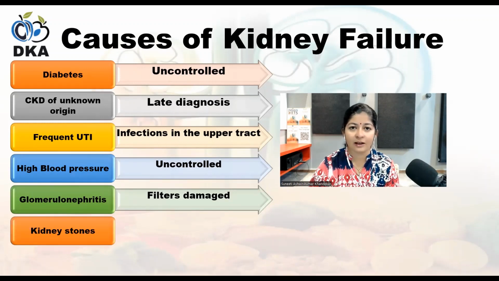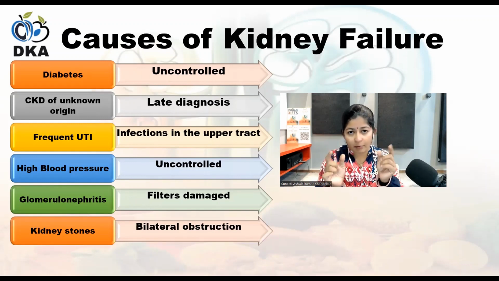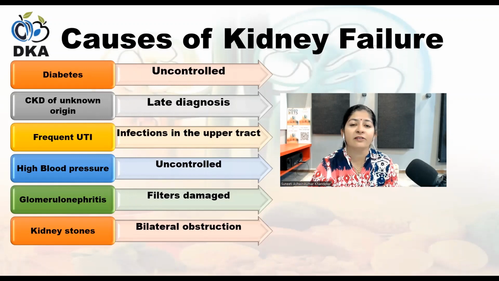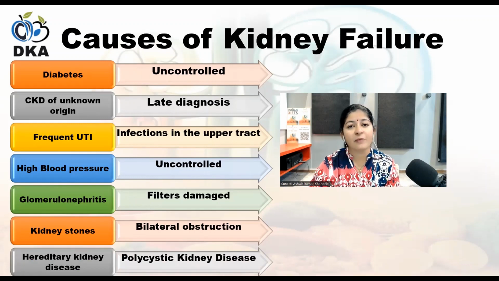Kidney stones, another problem. Bilateral obstruction, when both the kidneys are obstructed, or both the ureters and the kidneys have been blocked by kidney stones, then that may lead to kidney failure. Hereditary kidney diseases like polycystic kidney disease. These are the main causes of kidney failure, especially in India as well as abroad.